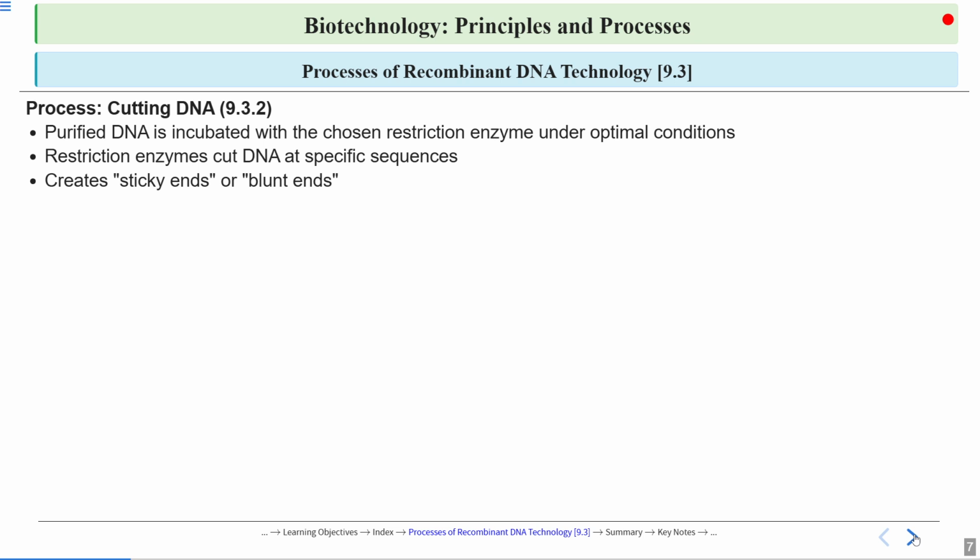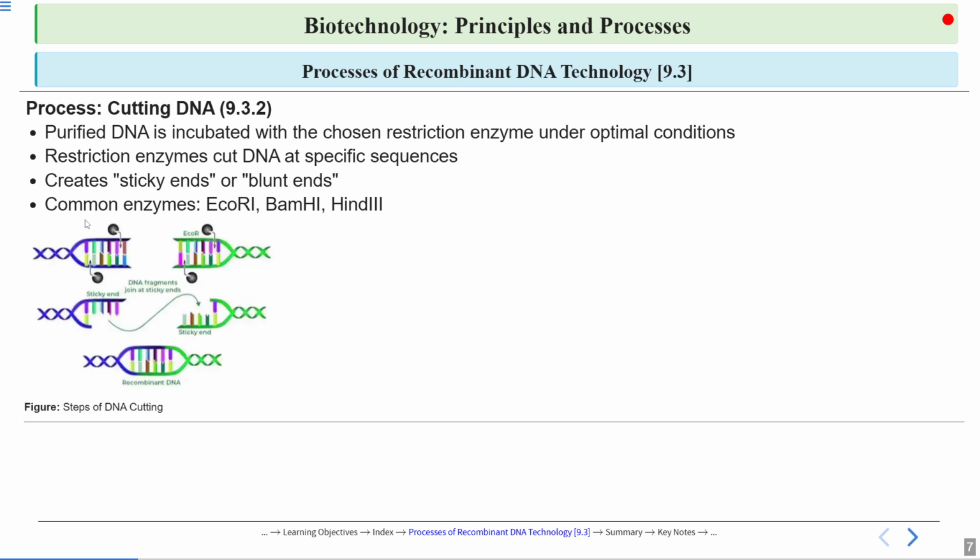It cuts between the same bases in the complementary strands, but it creates the overhang stretches. But in a blunt end, the restriction enzyme cuts both the DNA strands at the same position. Common enzymes we use are EcoRI, BamHI and HindIII. So here's the pictorial presentation of that.